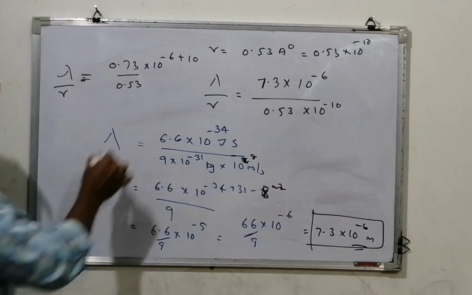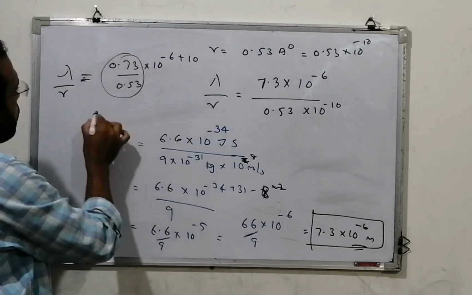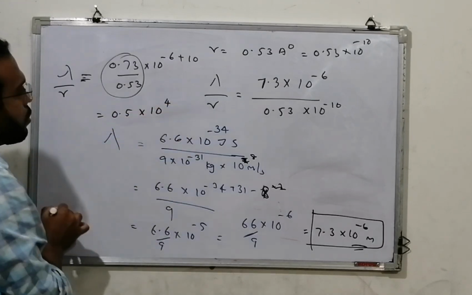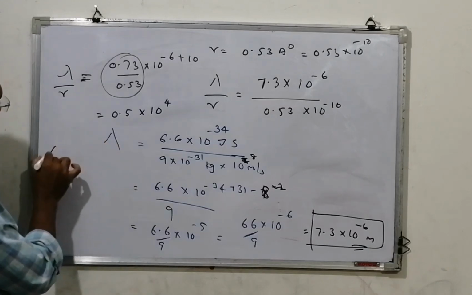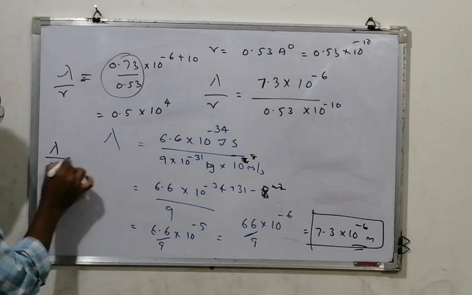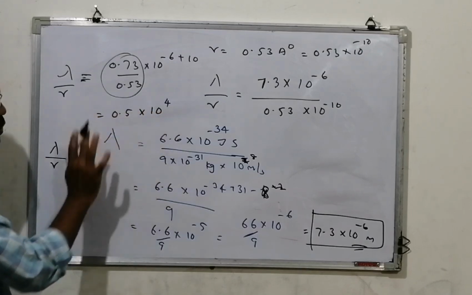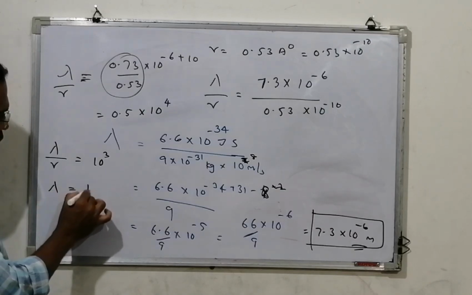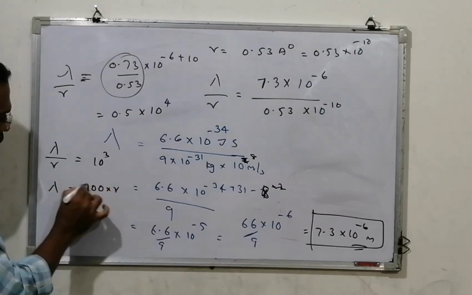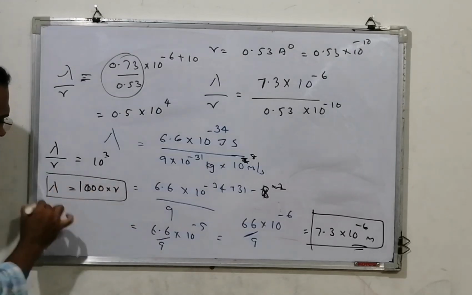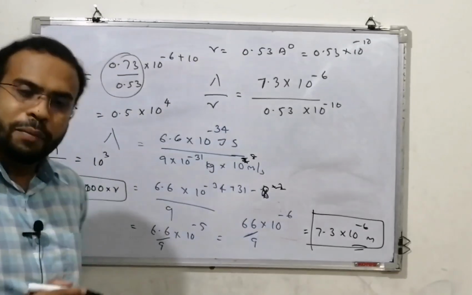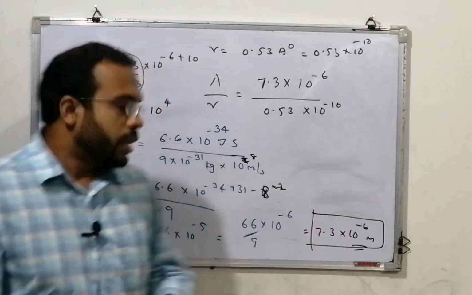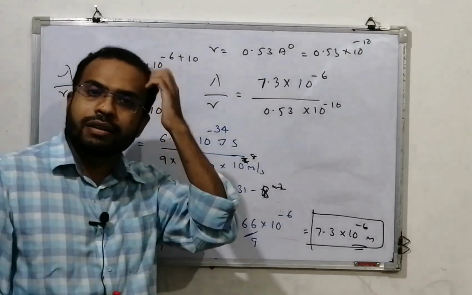When you do that, you get 0.5 something into 10 raised to 4. Okay, lambda by R, even if you neglect it, you will get 10 raised to 3. That is, lambda is equal to 1000 times the radius of an atom. It's an average calculation. What is the meaning? The wavelength associated with an electron is 1000 times greater than the radius of an atom.